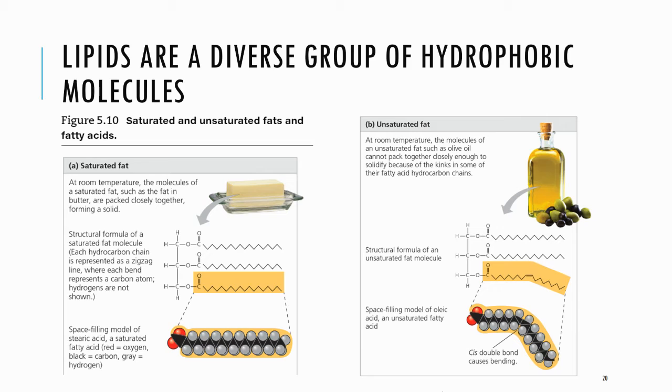Here are examples of saturated and unsaturated fats, and you can see on the unsaturated fat where the double bonded carbons are, it creates that bend or kink in the hydrocarbon chain.